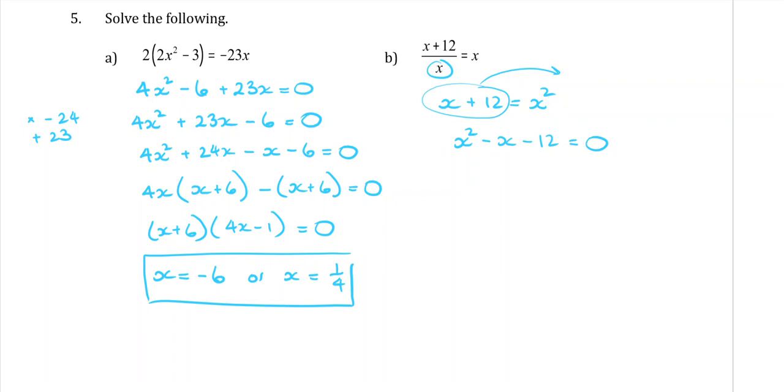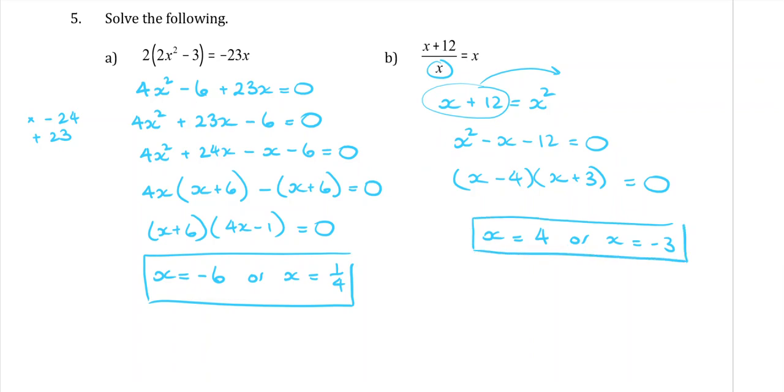This is a monic trinomial, so this is a little bit easier to factorise. We can go straight to our brackets, and we can find numbers that times to give minus 12 and add to give minus 1. So that would be a negative 4 and a plus 3. So my solutions would be x equals 4 from the first bracket, or x equals minus 3 from the second bracket.